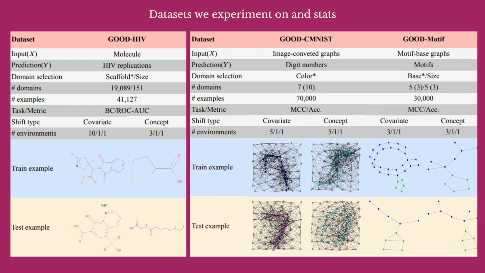Now let's look at some datasets that we experimented on. The GOOD-HIV dataset is composed of molecular graphs. We perform binary classification on them, which is whether HIV replication is possible or not, evaluated under covariate scaffold, size, and concept shifts. The metric was ROC, area under the curve. Next are GOOD-CMNIST and GOOD-Motif, which were both multi-class classification and thus judged on accuracy.